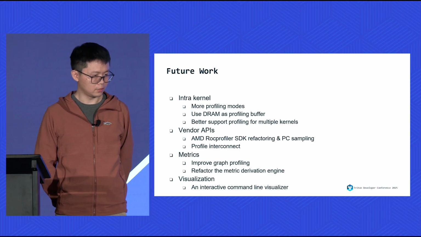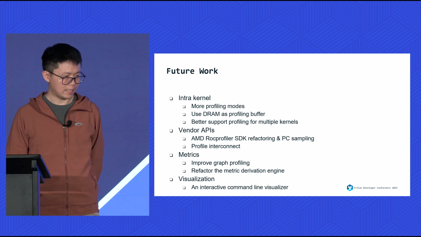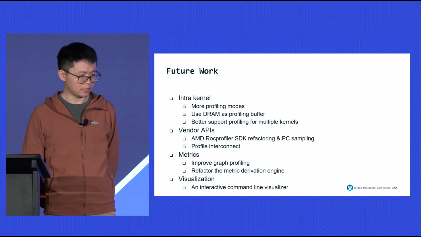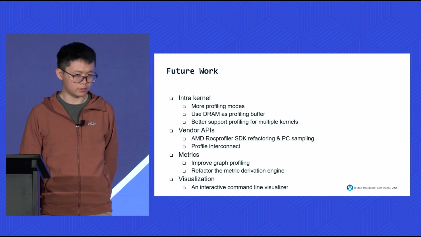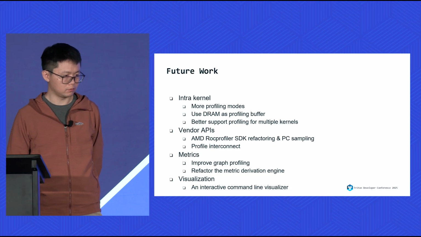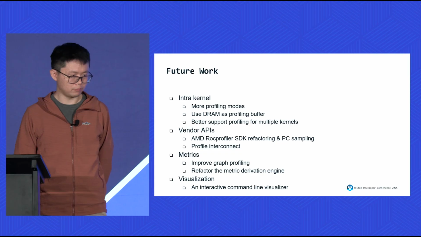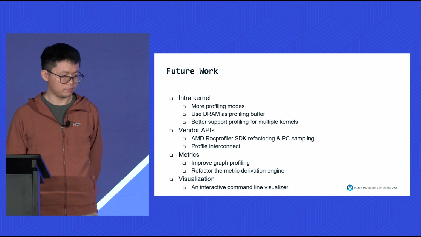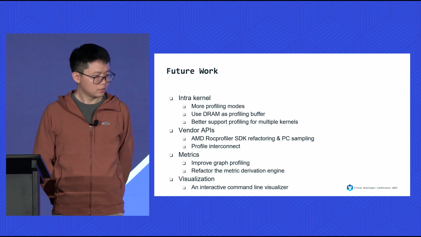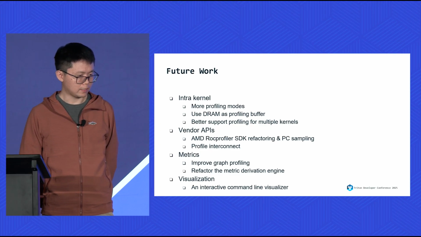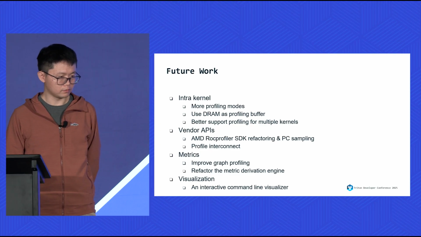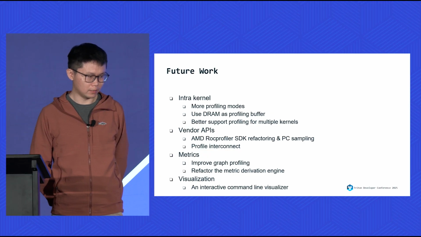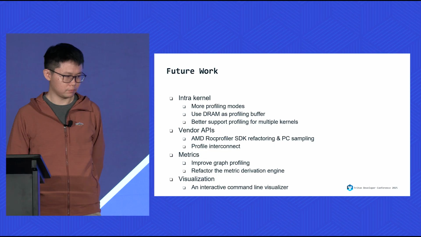Also, we want to support more flexible and adaptive metric collection. To date, Proton does support profiling graph-launched kernels, like those launched by CUDA Graph. But the limitation is that we cannot associate custom metrics with graph-launched kernels. In addition, we want to refactor the metric derivation engine so that users can directly specify the derivation formula from the command line to derive their own metrics for analysis.